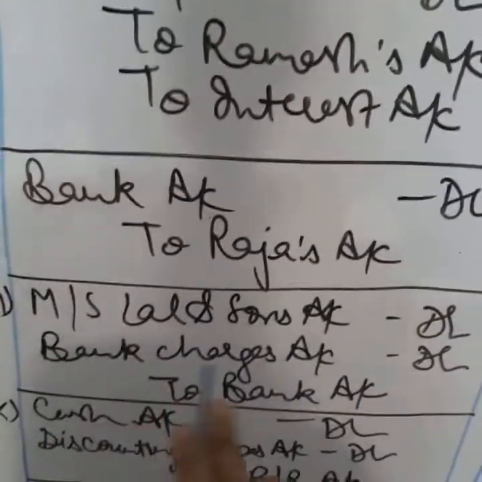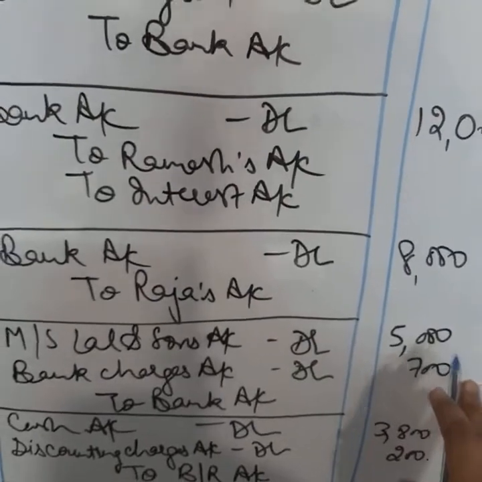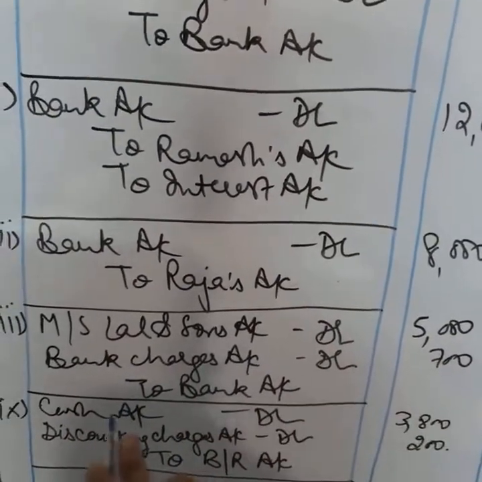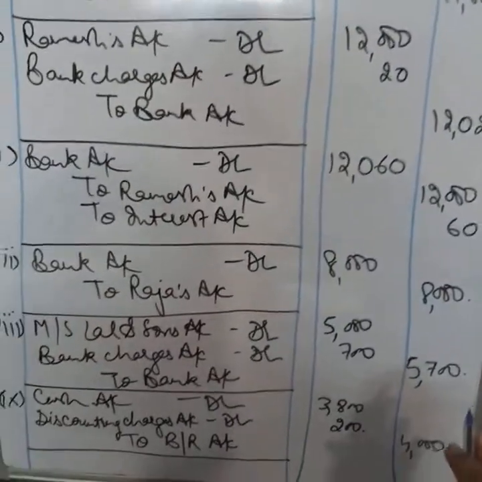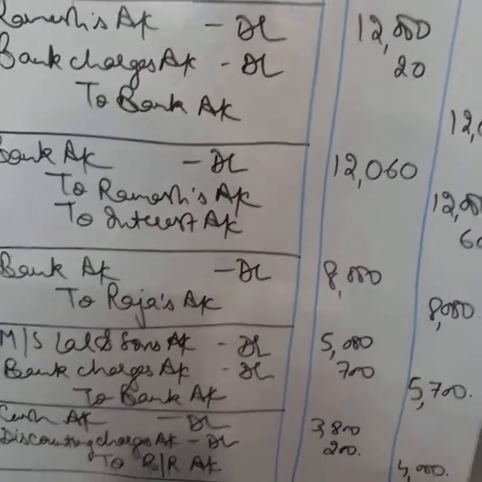Now, entry will be Messrs. Lal and Sons debited. The amount due to them 5,000. Bank charges expense 700. To bank, the total amount in bank is reducing by 5,700. So it will be credited with 5,700.